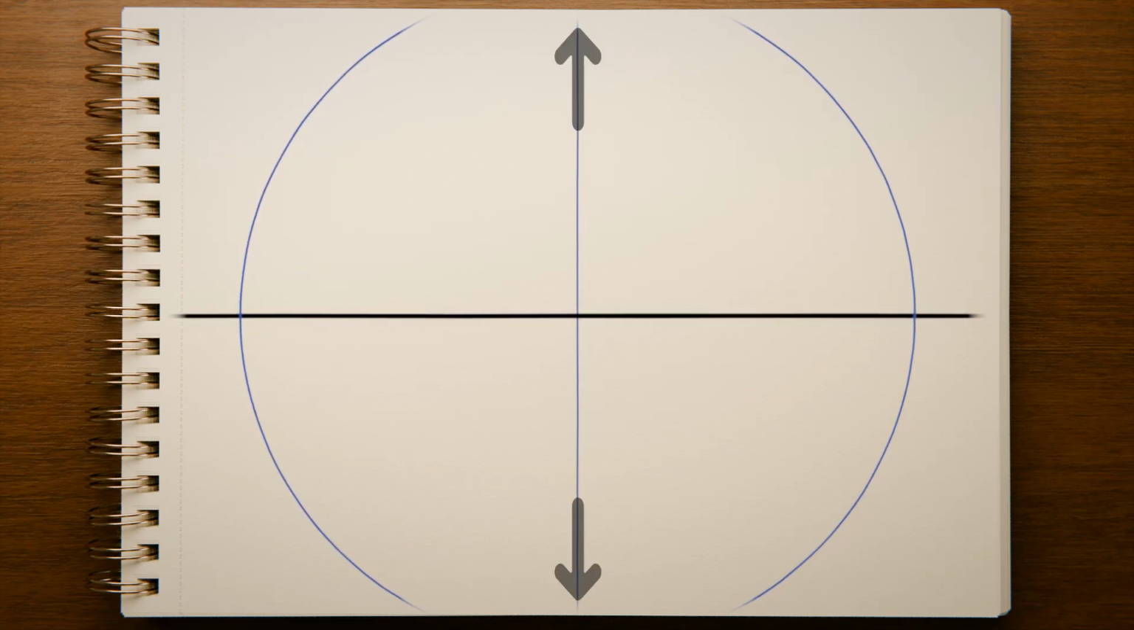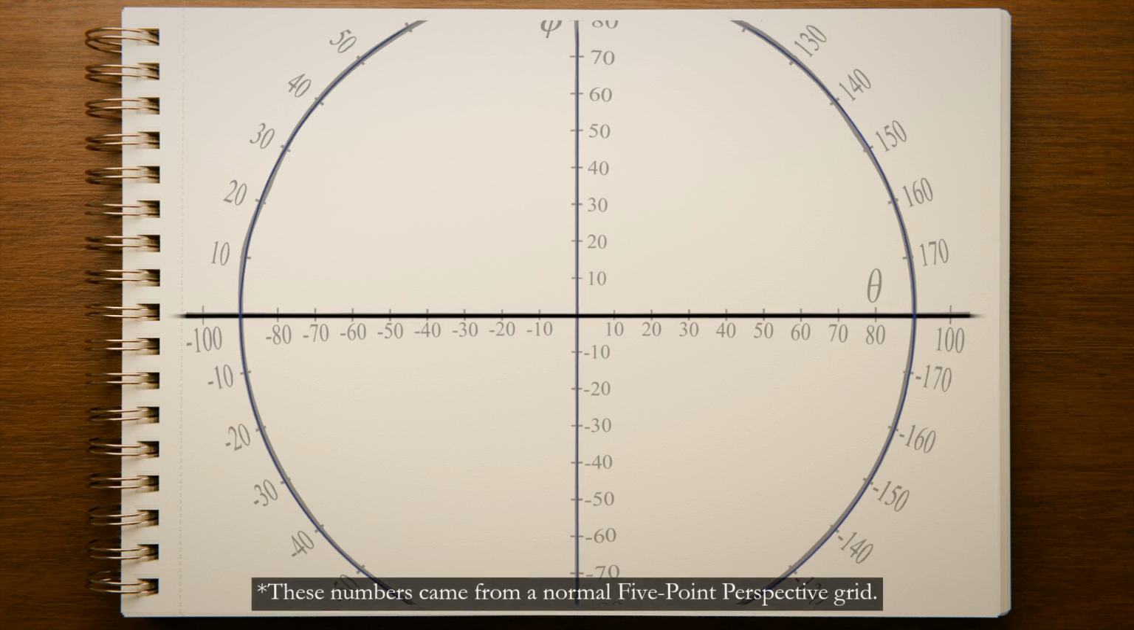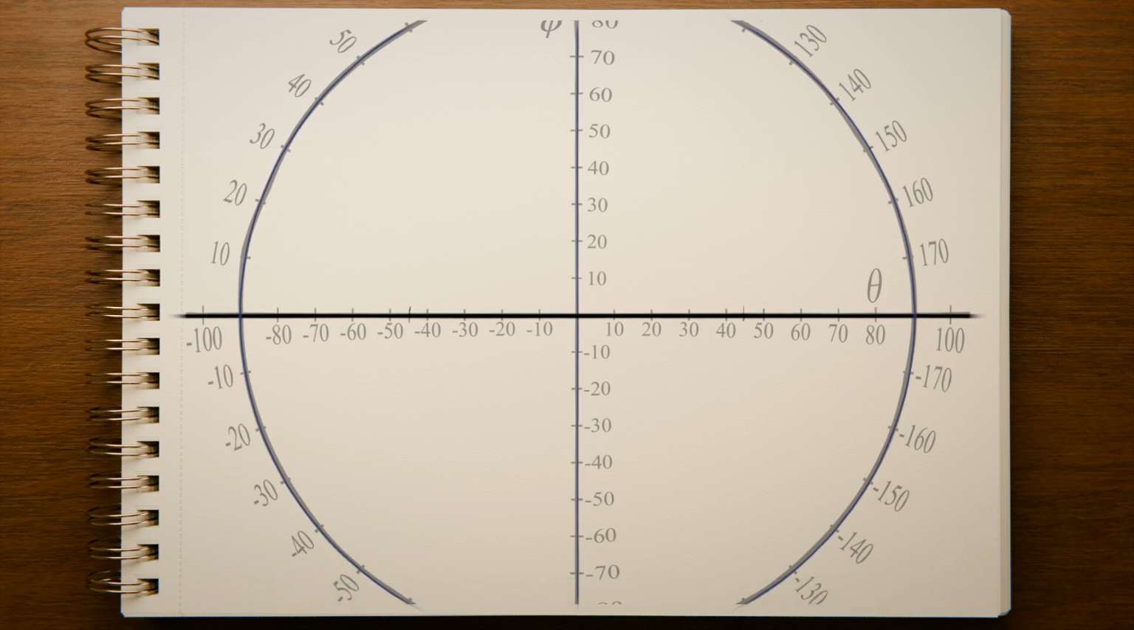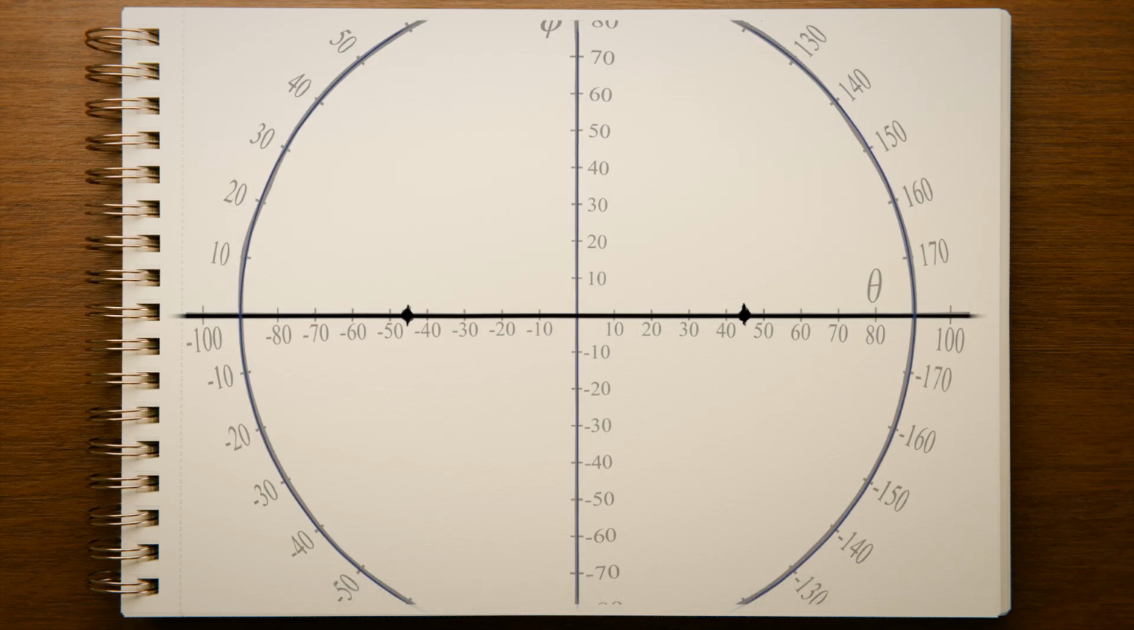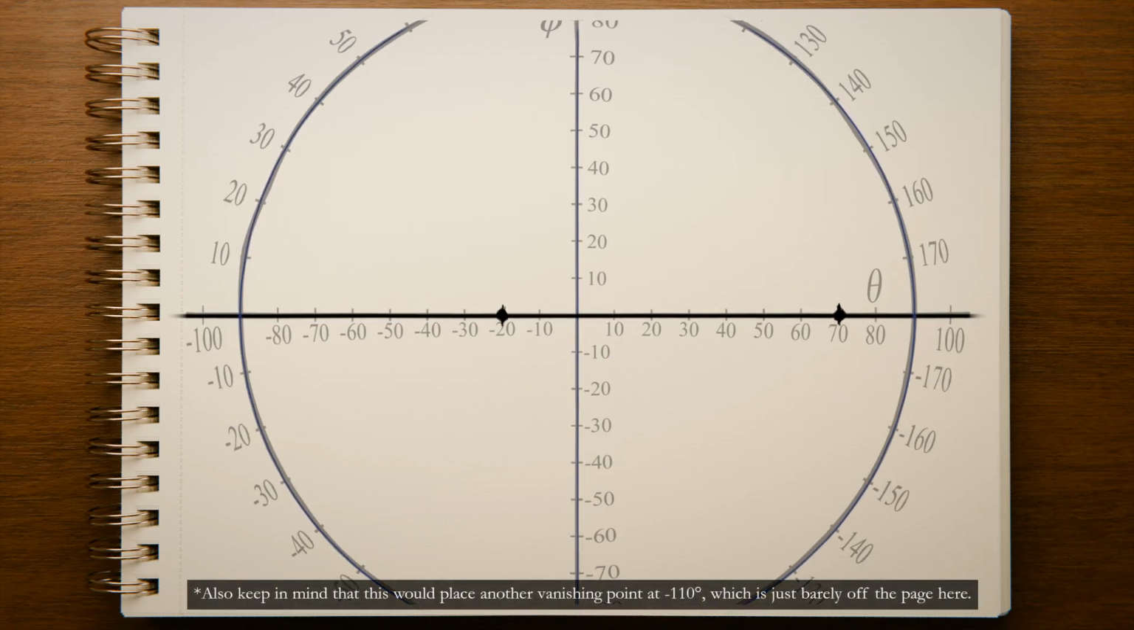And the top and bottom vanishing points stay in the exact same spots, but they're off the page, so just imagine them being in the same spots. But now, the other vanishing points will be in different positions. Luckily, we know that any vanishing point will always be 90 degrees away from its nearest neighbors. So we can actually place them at -45 and 45 degrees. But if we had only rotated by 20 degrees, for example, then we can just place them at -20 and 70. We just need to keep 90 degrees between them.